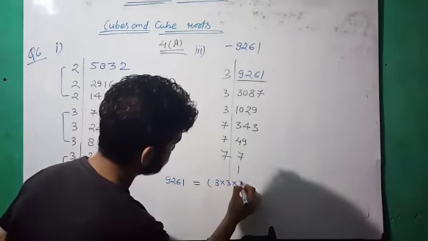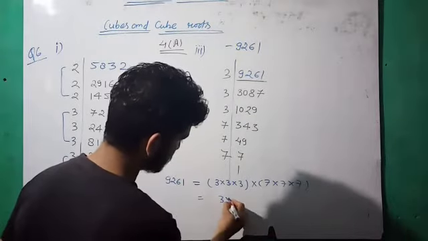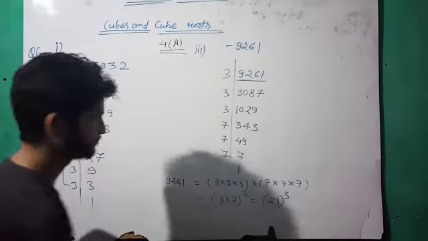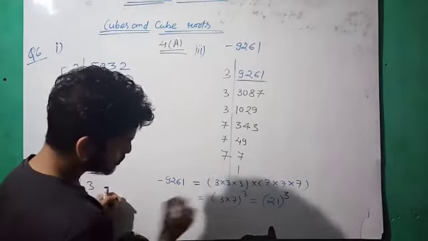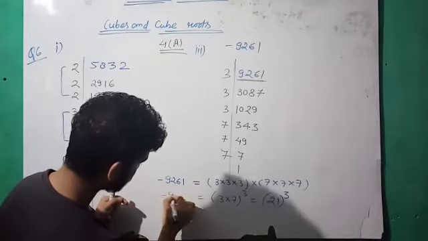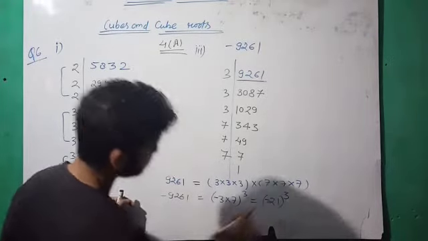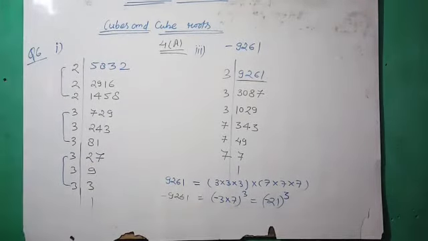So we can write the number 9261 as 3 into 3 into 3 into 7 into 7 into 7. Okay, so 3 into 7 cubed. So this is the cube of 21. Actually the number is negative, so we can write minus 9261 equal to minus 3 into 7 cubed, that is minus 21 cubed. You have to place the minus sign before the number. The other parts are homework. Next, move to question number 7.